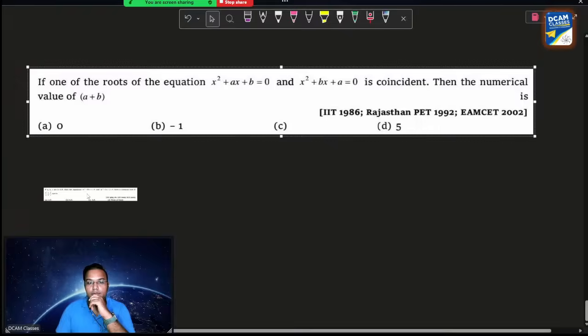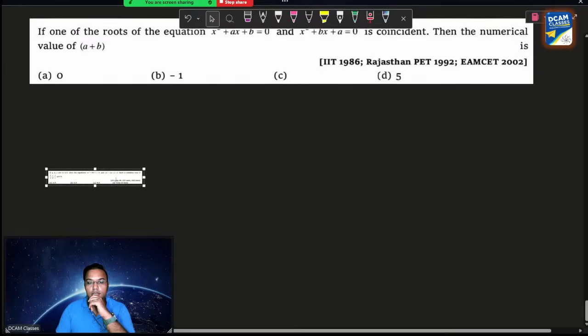Okay, this is one. Try solving this first. Then we'll try to solve the second.